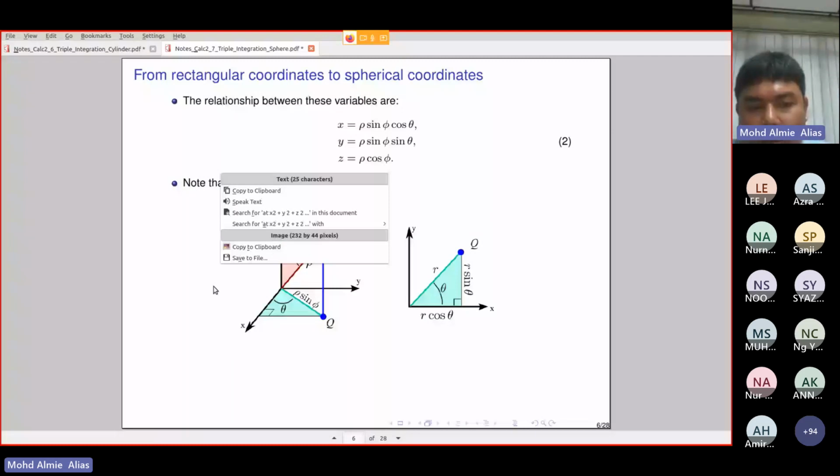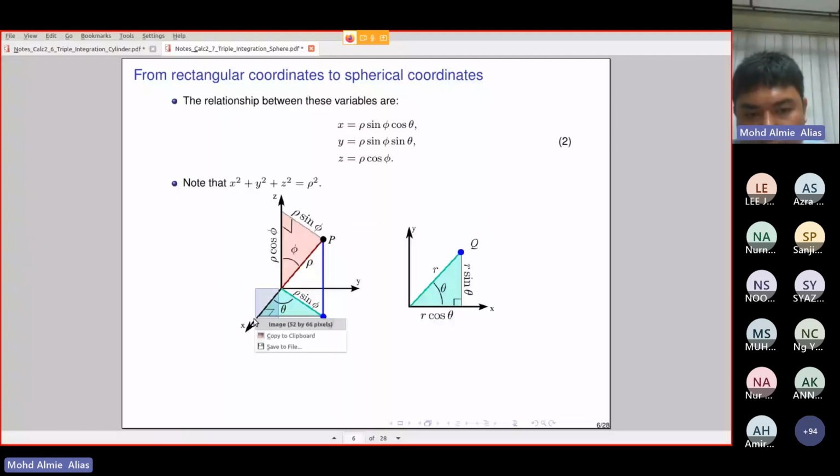You have x squared plus y squared, which gives r squared, the hypotenuse. Then you repeat the Pythagorean theorem with r squared plus z squared, and you get the distance here, which is rho squared. That's why you have this. Of course, you can derive it mathematically, but from the Pythagorean theorem it follows straightforwardly.